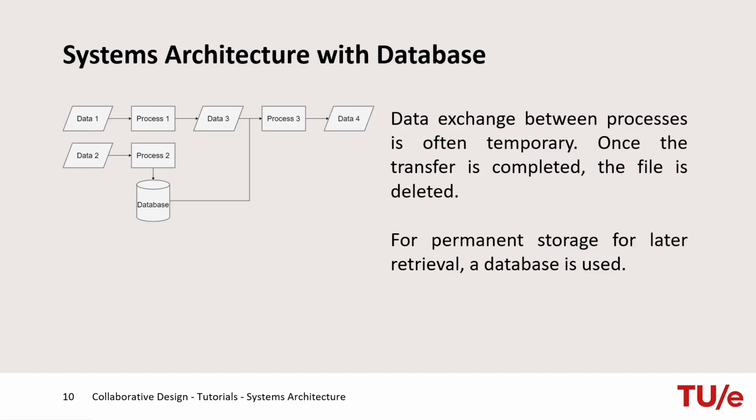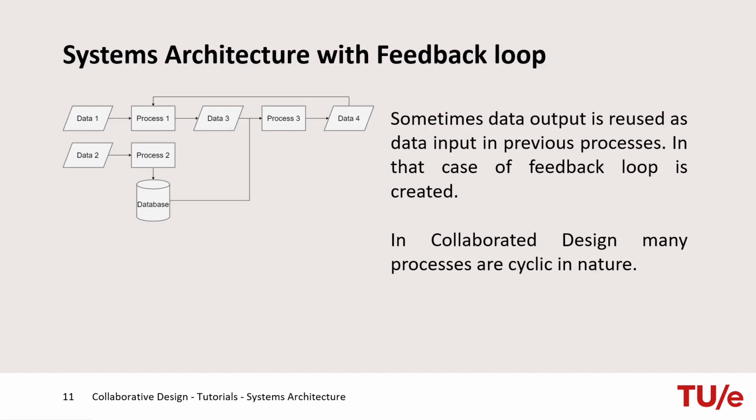The data file exchange between the processes is only temporary and not archived. In this example, a database is added for permanent data storage and retrieval by another process at a later stage. Similar to the data element, a database element name is filled in by the database content plus the format used for data storage between brackets. Sometimes data output is reused as data input in previous processes. In that case, a feedback loop is created. Since collaborative design processes are cyclic in nature, feedback loops are often needed to implement these design cycles.